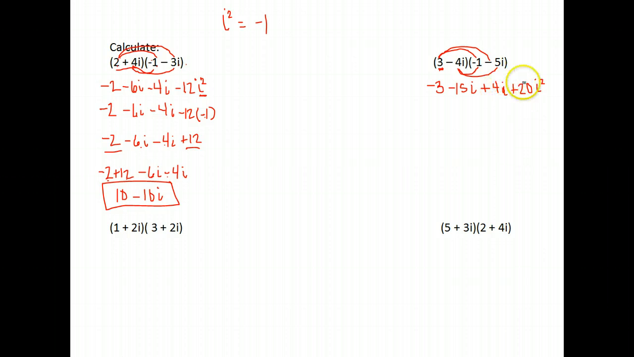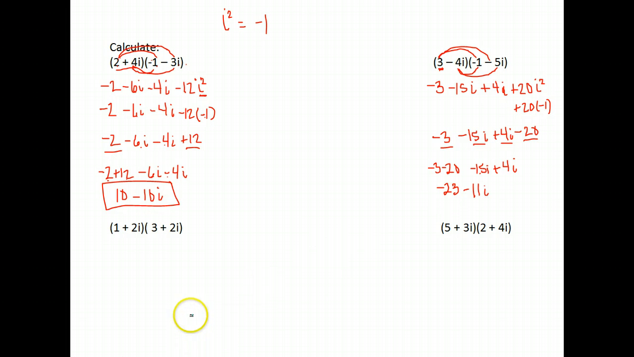Okay. All right, again, we're going to simplify this number with the i squared. i squared is equivalent to -1, so we really have plus 20 times -1, and 20 times -1 is a -20. So what we really have is -3 minus 15i plus 4i minus 20. We're going to combine our like terms, so our -3 and -20 can be combined, and the -15i and the positive 4i can be combined. -3 minus 20 is -23, and -15i plus 4i is -11i. So my answer here is -23 minus 11i. Not real pretty, but that's our answer.